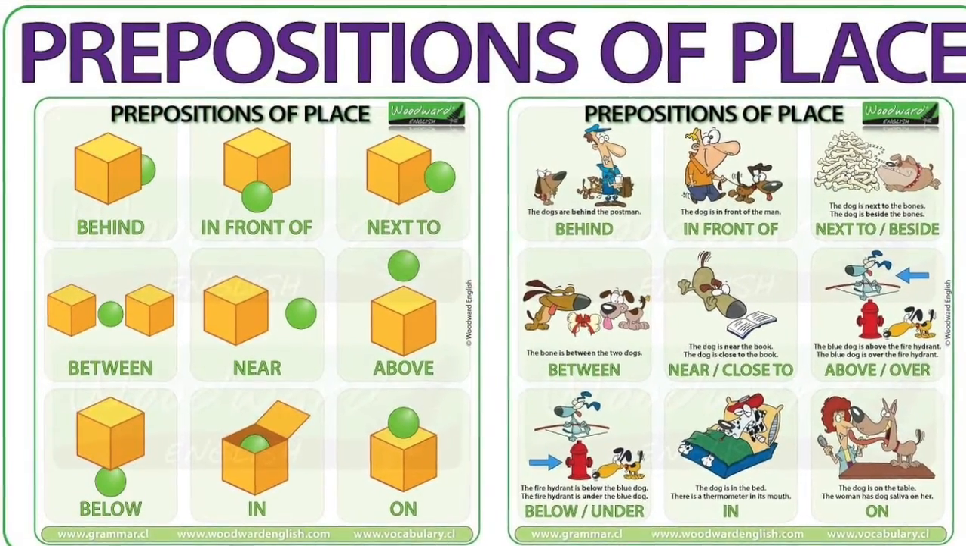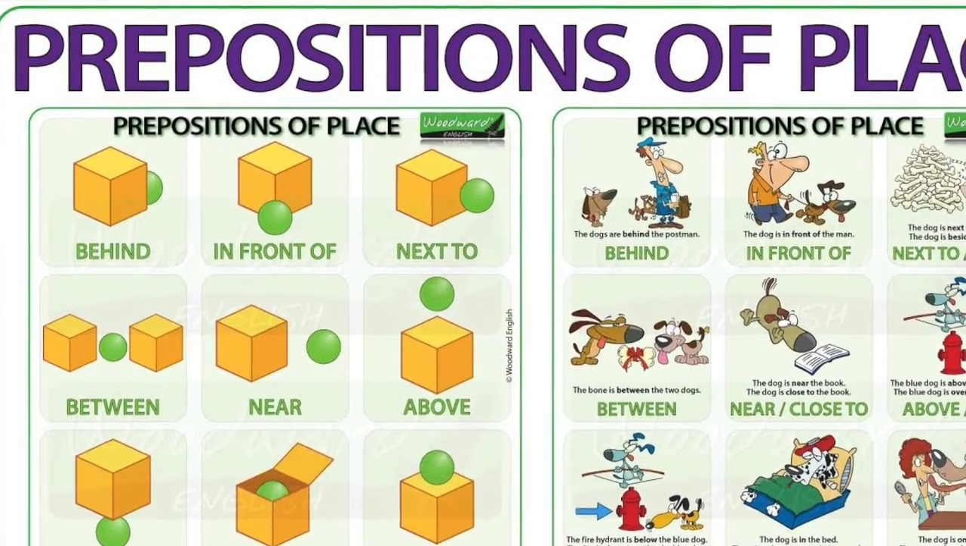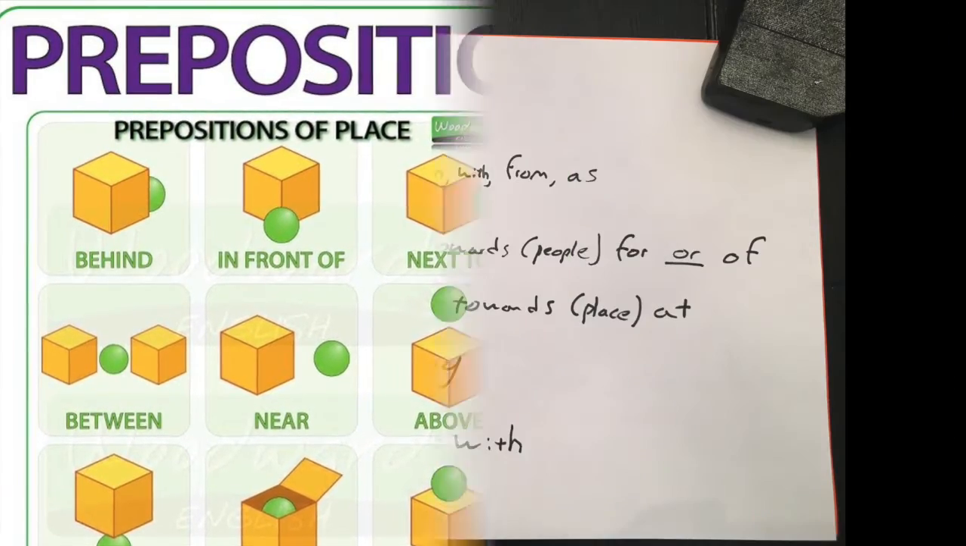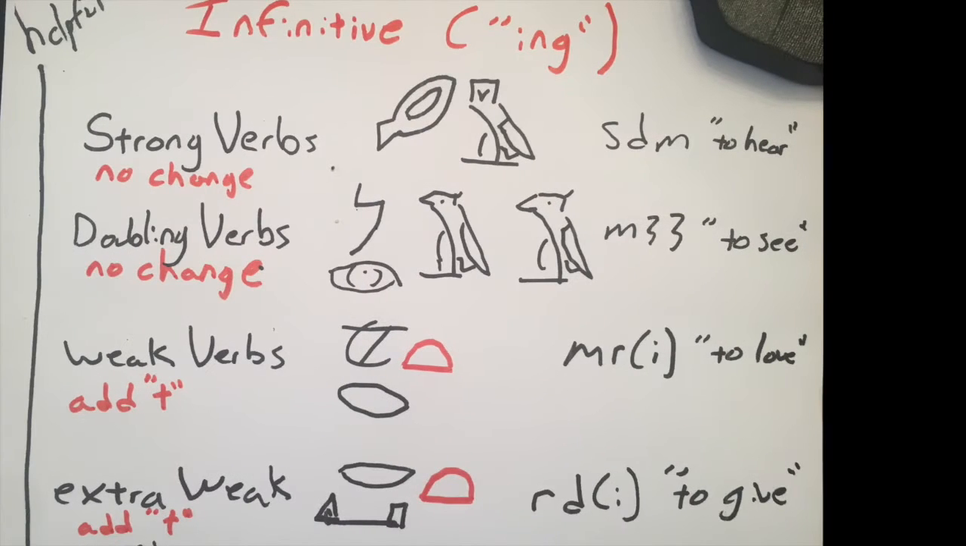And before we review again the infinitive form, it's going to be very helpful to look back at prepositions. We learned these quite a few lessons ago, and hopefully you have flashcards. But just a quick review, the owl M is in, was, from, or as. The water N is to, towards people, for, or it could mean of, like for the ka of. R, the mouth, is to or towards a place, or at. And in, the papyrus plus water, is by. And chana is with, the flax, the water, and the hand.